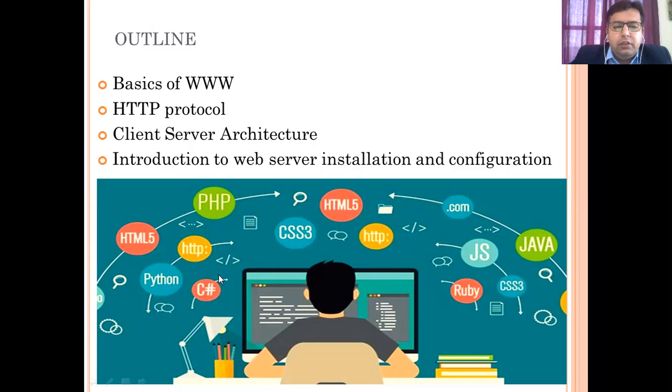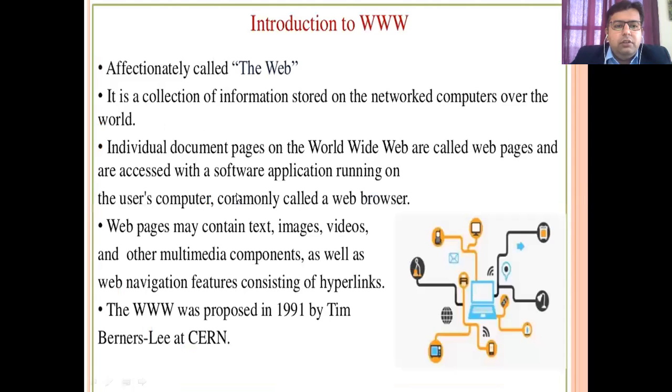This is the figure which I have posted over here. Here you can see different web programming language symbols, like PHP, HTML, Python, CSS3, Java, HTML5, which is the latest version, JavaScript, Ruby, C Sharp, ASP.NET, and C Sharp.NET. So many programming languages are there which are helpful to create a particular web page. These are the symbols which I have kept over here, and this is what we have to study. So now let's start with the first one, that is the introduction to www.